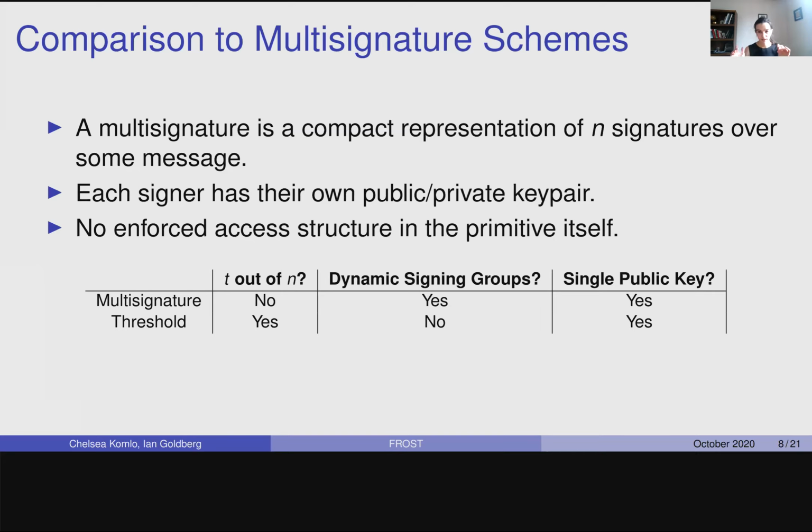So just to get a frame of reference, when I think about where threshold signature schemes are useful versus where multi-signature schemes are useful, this is how I differentiate between the two.